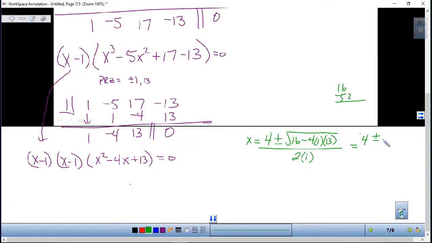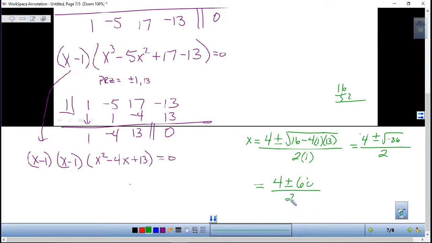Yeah, you get negative 36. So we've got the square root of negative 36 over 2. All right, and remember with the negative, we're going to have to get into imaginary numbers. So we've got 4 plus or minus... what is the square root of negative 36? It's 6i.